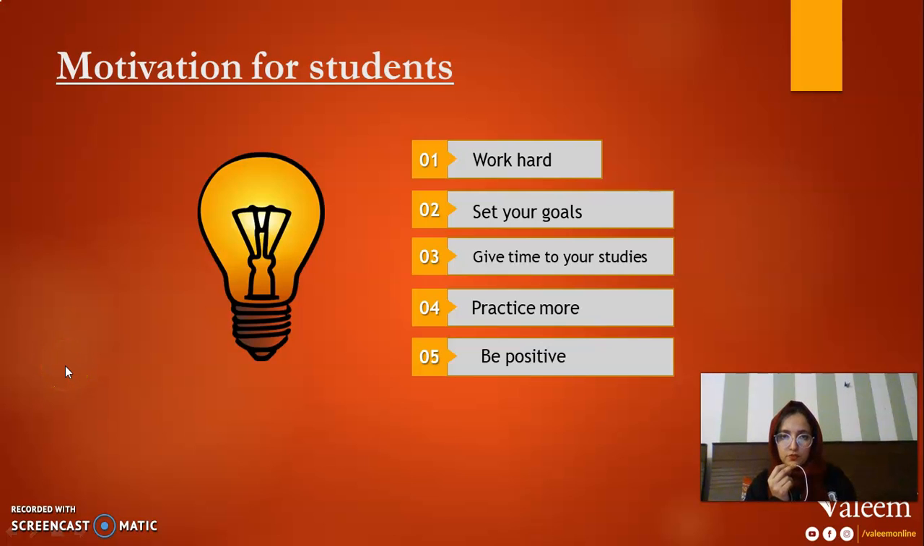Next is motivation for the students. I always suggest my students to work hard, set your goals, because you should always have a clear mind and thought that what are your goals and what path you must follow to achieve your goals. You should always give time to your studies. You should have a proper timetable and you must follow it. Practice more, because practice is the key for getting good grades.